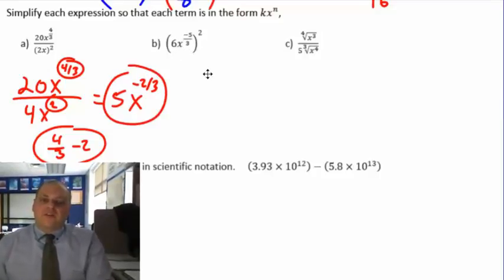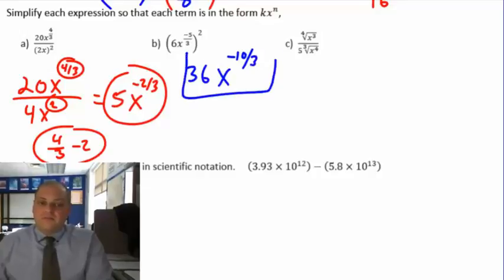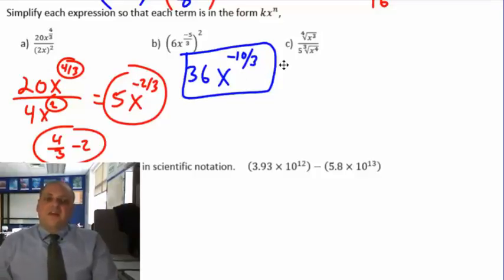Everything gets squared. 6 squared is 36. X to the, well, I got to multiply. When I raise to a power, I multiply. Negative 5 times 2 is negative 10 over 3. And that's it. 36x to the negative 10/3 is all you can do there. That's KXN form.